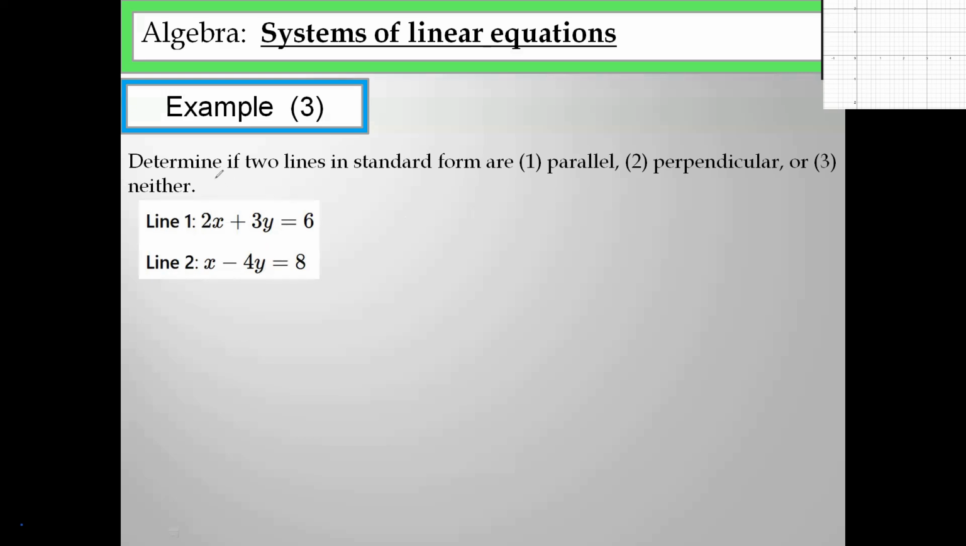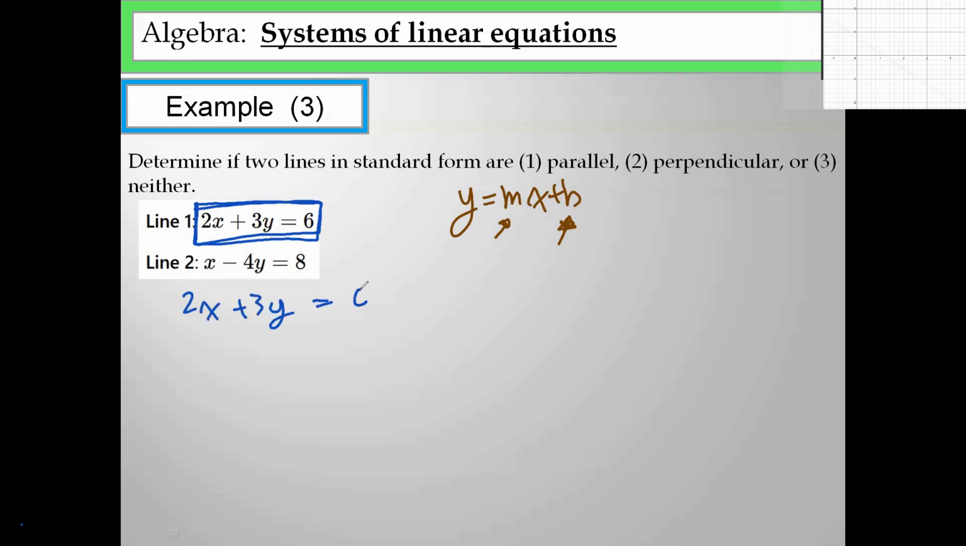Here's our third example. We still want to determine if the two lines given to us are parallel, perpendicular, or neither. We're going to follow our first step again by taking our equation and rewriting it into slope-intercept form, y equals mx plus b, so we can figure out what the slope is and what the y-intercept is, if necessary. So we have our first equation, which is 2x plus 3y equals 6.